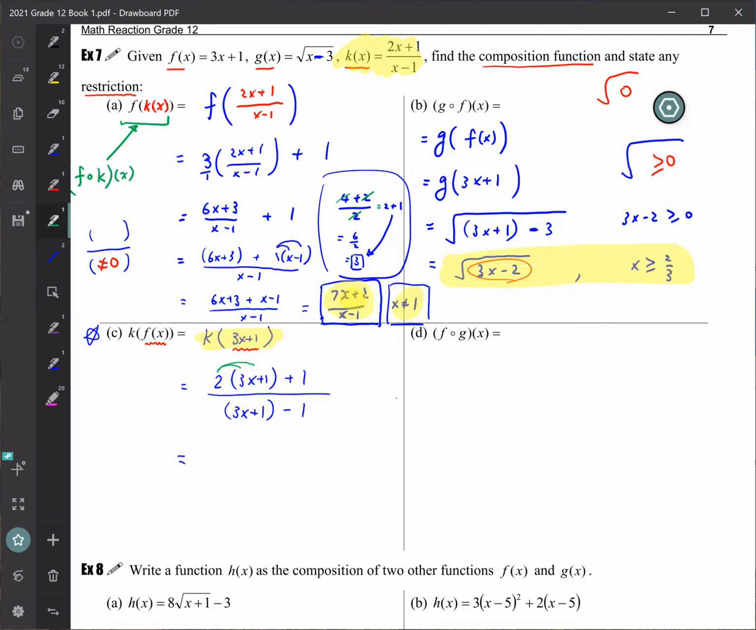Okay, Marcus, are you done yet? Okay, can you tell us what you have in the numerator? 6x plus 2 plus 1. Can you combine the like terms? Yeah, 6x plus 3. Yes, okay.